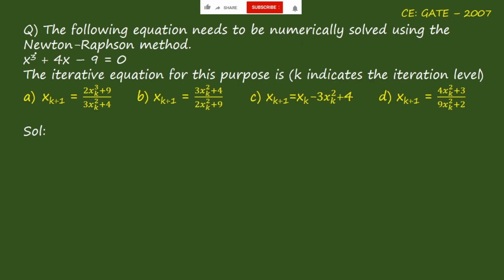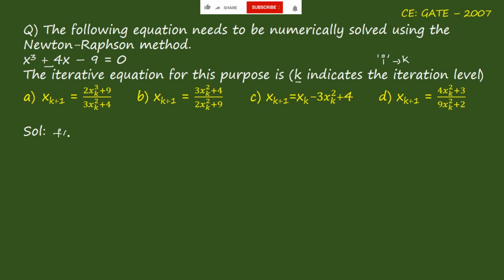Come to the next question. The following equation is to be numerically solved using the Newton-Raphson method: x cube plus 4x minus 9 is equal to 0. The iterative equation for this purpose is, again they are saying k indicates the iterative level, but we considered i as the iterative level, right? Now i we have to consider as k. That's it. They given the function here.